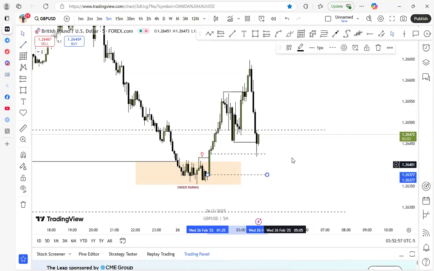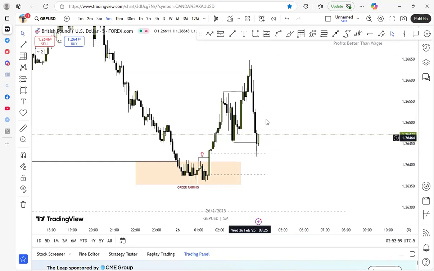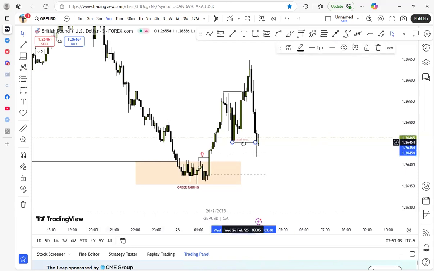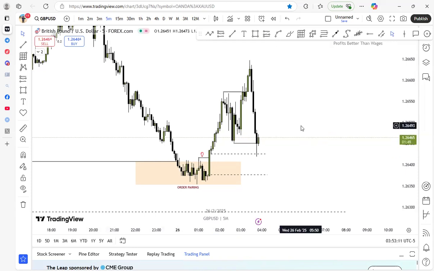Sorry, favorable gap. So we just take this favorable gap here. At this point, I'm not going to execute. Why? Because guys, I'm not yet confident about this, even though everything is aligning. What I want you guys to pay attention to is this bearish candle.